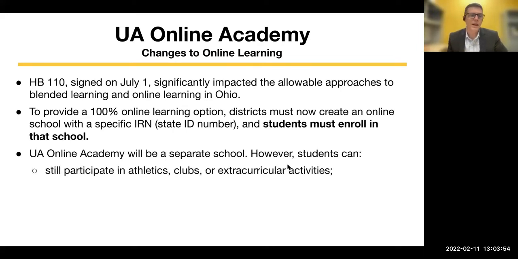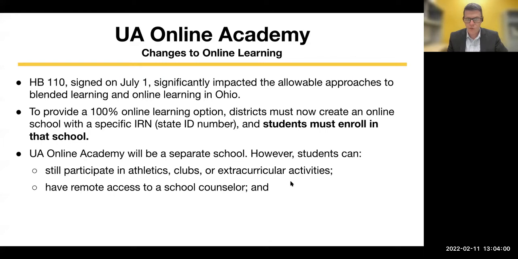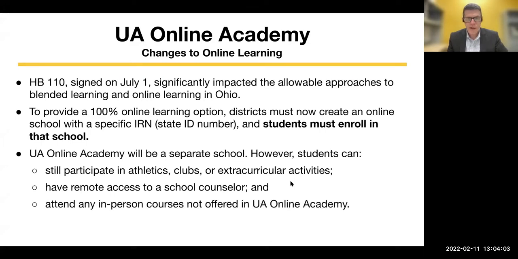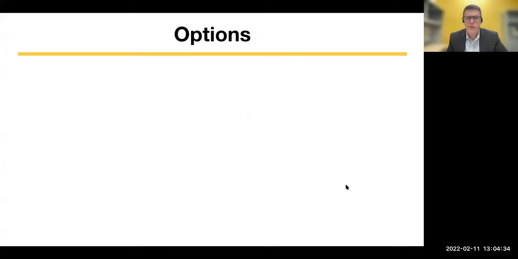However, students can still participate in athletics, clubs, or extracurriculars in buildings. They can have remote access to a school counselor, and they can attend any in-person courses that we do not offer in the Upper Arlington Online Academy. So when we look at our high school schedules, it is quite common for our students to have the majority of their courses in an online setting, but some courses back in the building as well. Okay, and then we also provide internet service via hotspot if a family needs some support for internet connectivity.